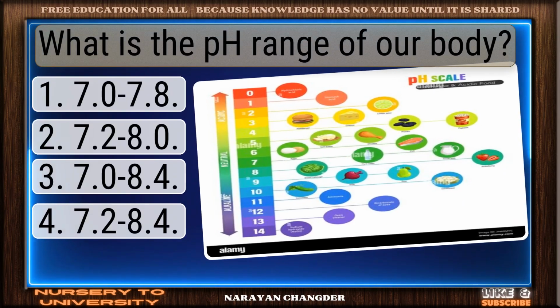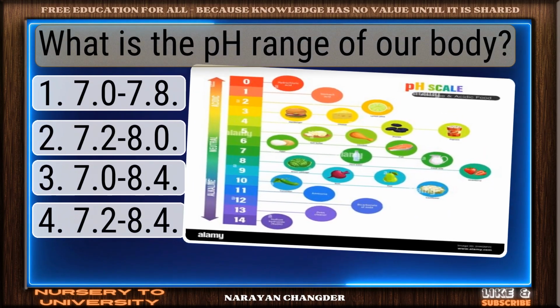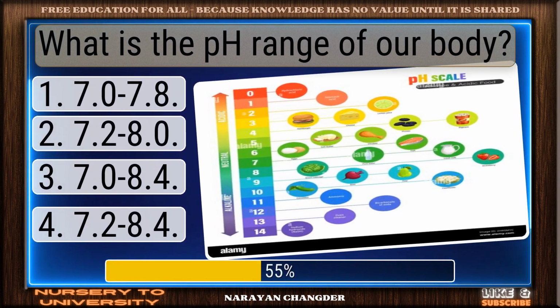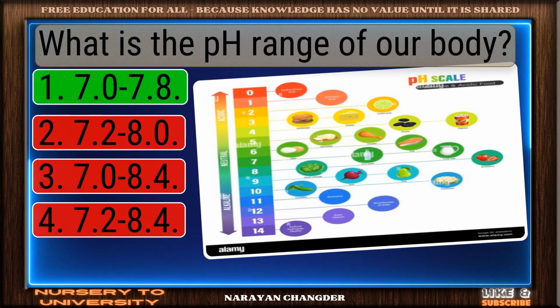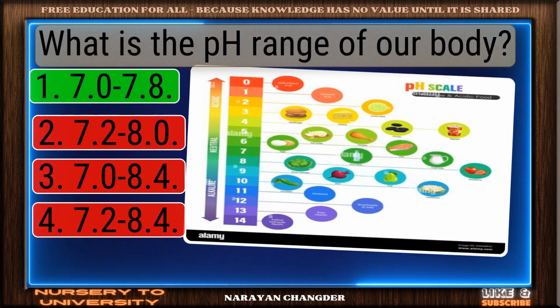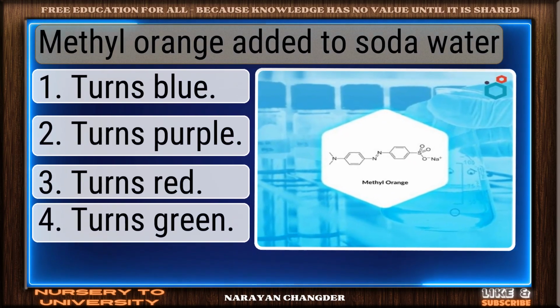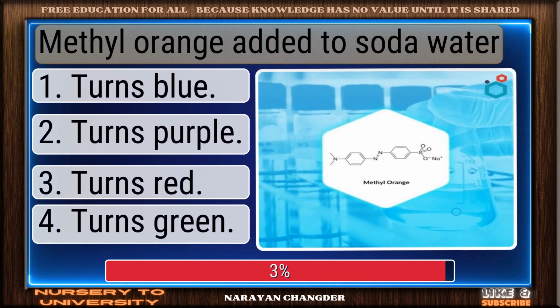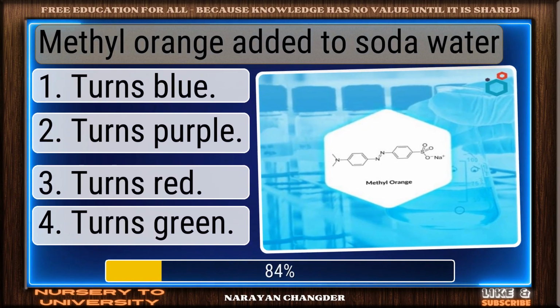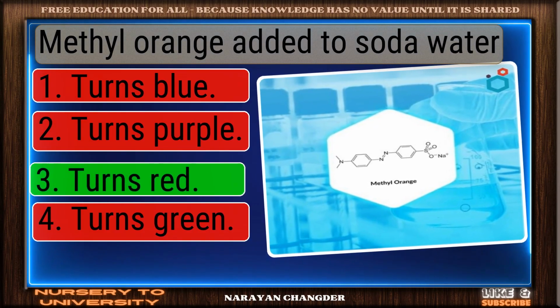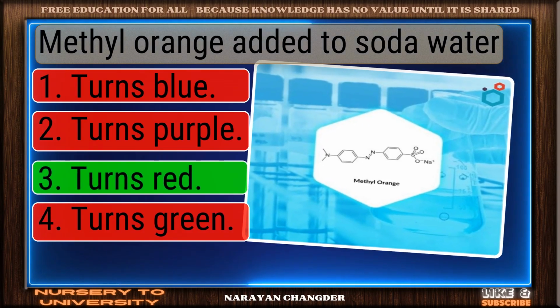Question number 109. What is the pH range of our body? Right again. 7.4 to 7.8 is a valid answer. Question number 110. Methyl orange added to soda water. Correct. Turns red is the right answer.